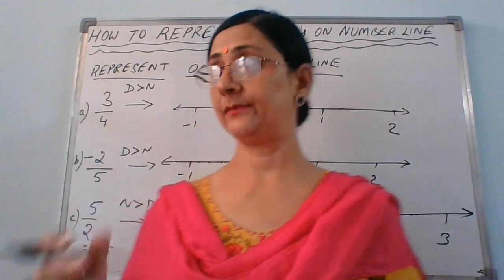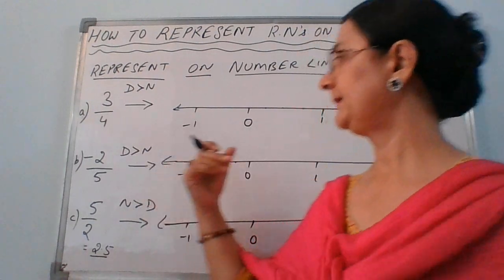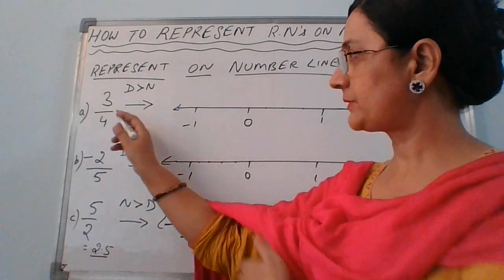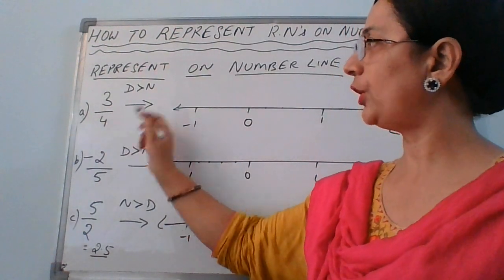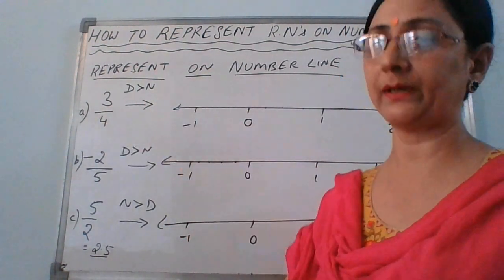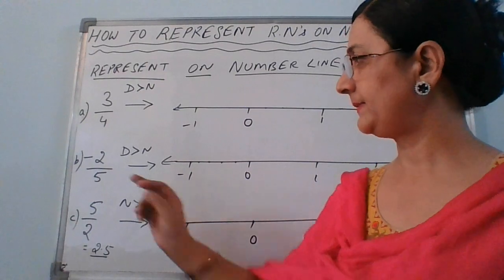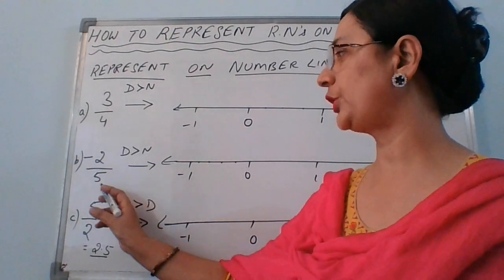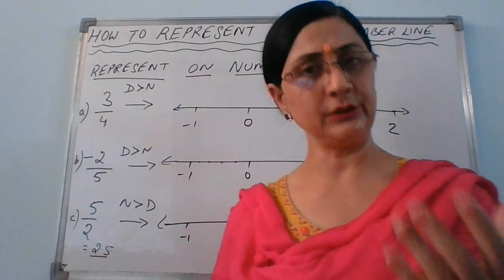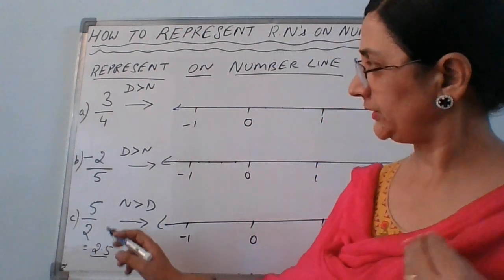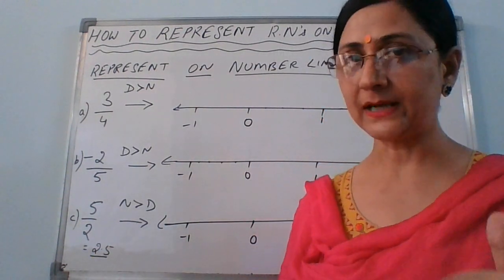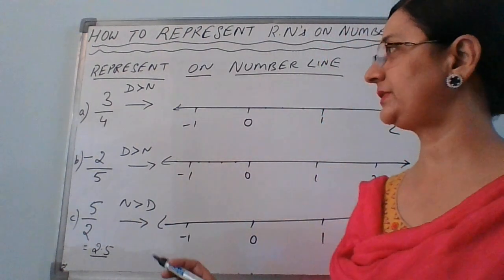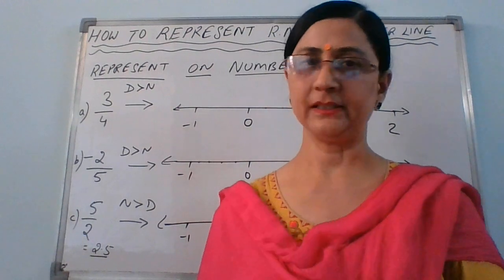For that I have taken three examples. They are of different types. What is the difference between them? This one is positive, and here the denominator is greater than the numerator. Second, I've taken a negative rational number, where also the denominator is greater than the numerator. Here I have again taken a positive rational number, but the numerator is greater than the denominator. From these three examples, you can clear your doubts.